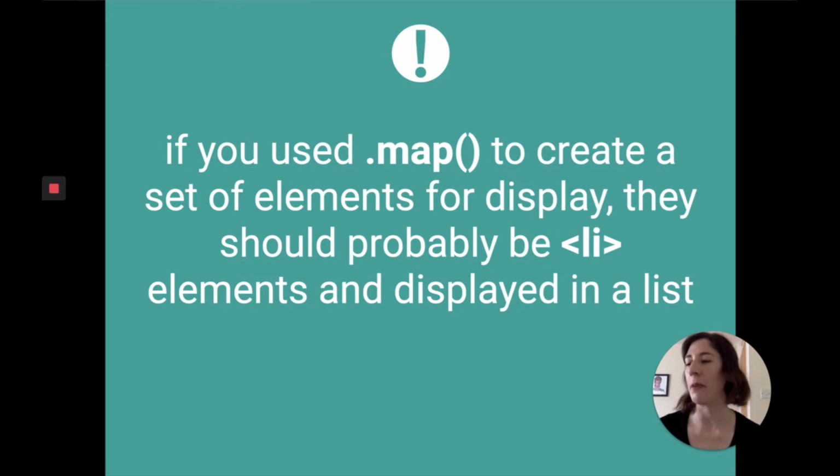So quite often we take chunks of data from an API, we generate a bunch of nice pretty things, could be images, could be links, could be anything. And we don't always recognise it as being a list because they don't have neat little bullet points. So if you use map, just take a moment and think, hang on, is this a list?